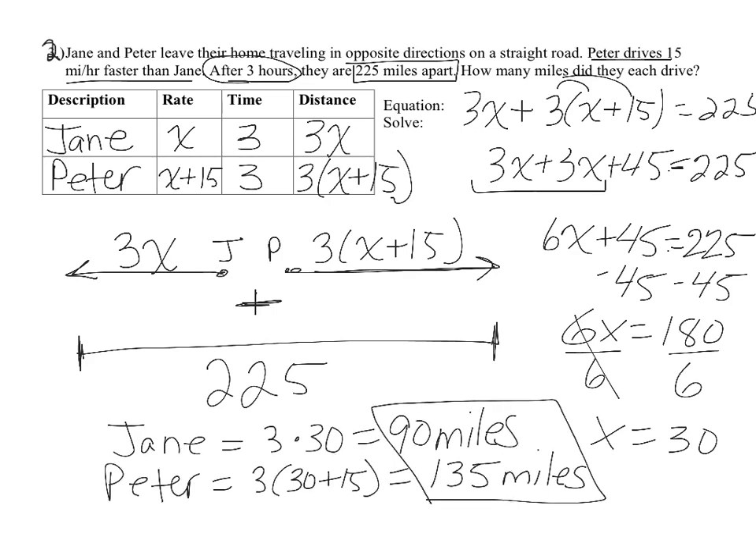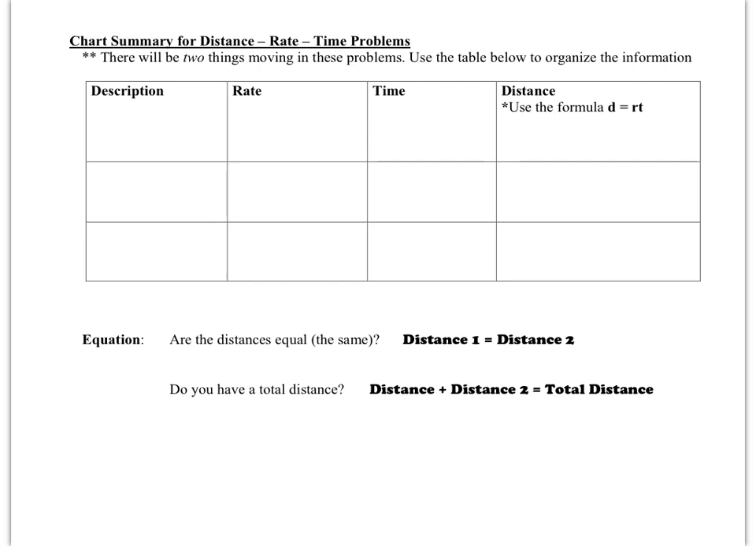Jane traveled 90 miles, Peter traveled 135 miles, and the way to quickly check it is we said that together they traveled 225. So if you add 90 plus 135 together, you should get 225, and I do. So those are the two basic problems that you're going to have. When you have these problems, you're always going to fill out that chart.